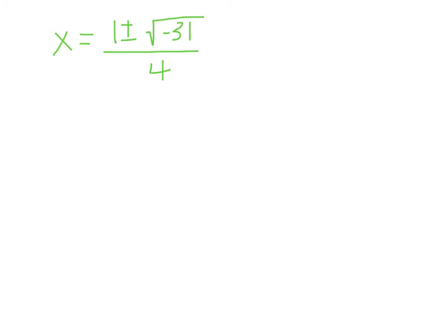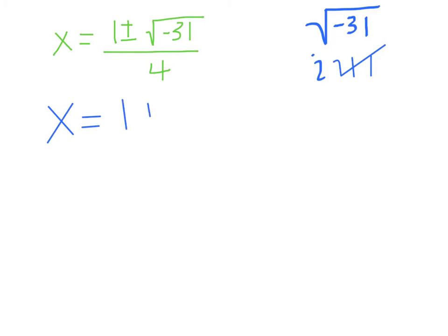And so I do know that I'm going to have a complex solution because of the negative under the radical. So I take the square root of negative 31, and I take out the i, and that leaves me with i root 31. I cannot do anything to 31 any further than that. So then my answer is going to be x equals 1 plus or minus i root 31 over 4.